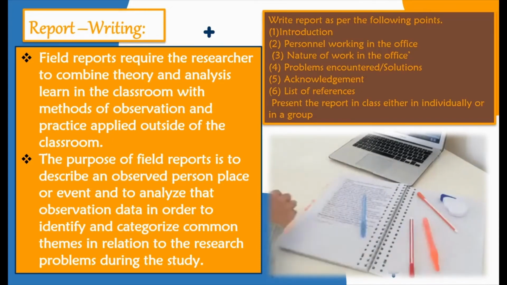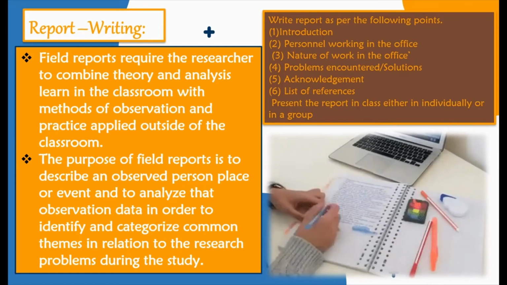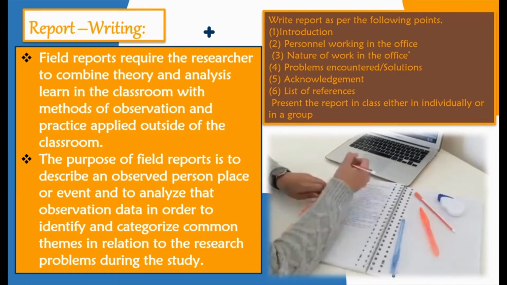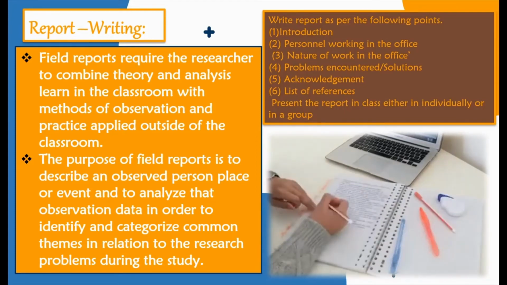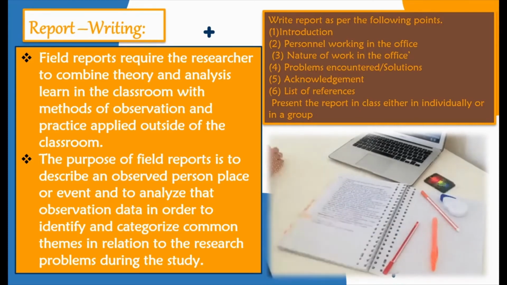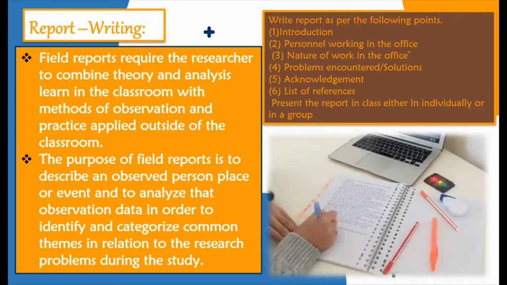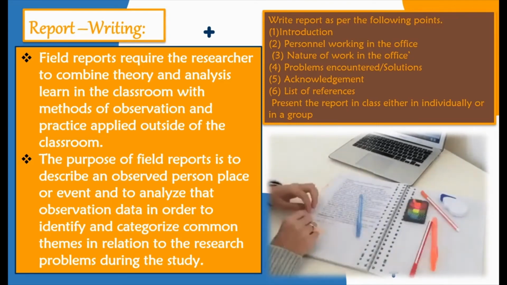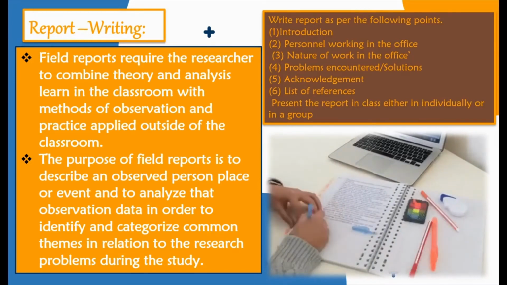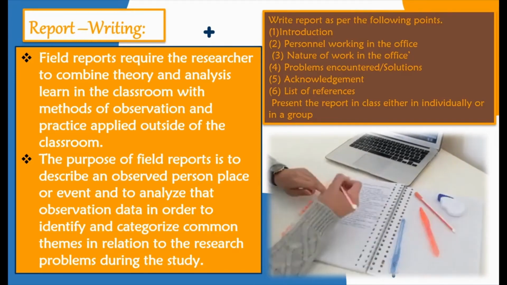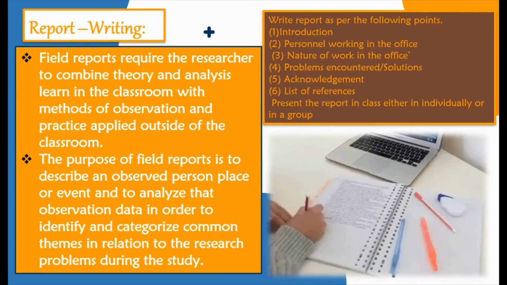The purpose of a field report is to describe an observed person, place or event and to analyze that observation data in order to identify and categorize common themes in relation to the research problems during the study. The data is in the form of notes taken during the observation, but it can also include any other form of data gathering such as maps, tables, layouts, graphs, pictures, photographs or audio recordings.